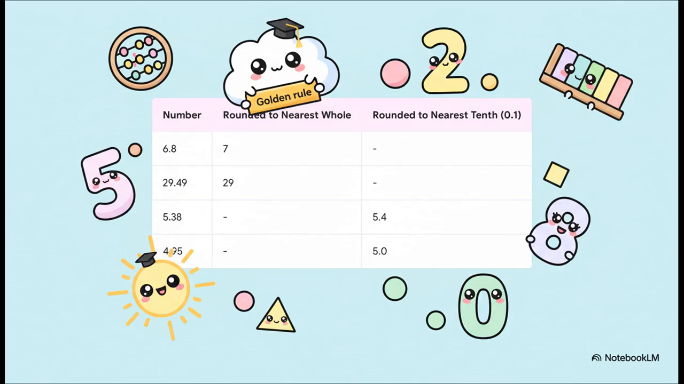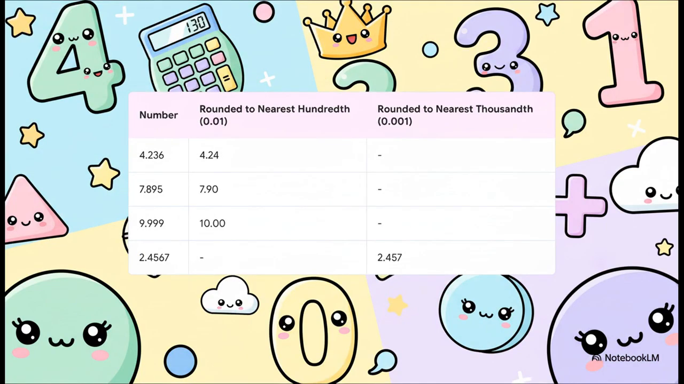Easy. Now for 5.38, rounding to the nearest tenths. Our target is the 3, so we look over at the hundredths place. It's an 8, so that 3 gets rounded up to a 4, giving us 5.4. You see the pattern, right? And we can get even more precise. Let's round 4.236 to the nearest hundredths. We look at the thousandths place. It's a 6. That's 5 or more, so we raise the score, turning 4.23 into 4.24.